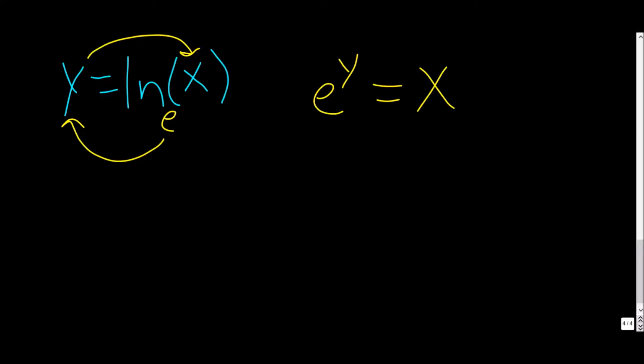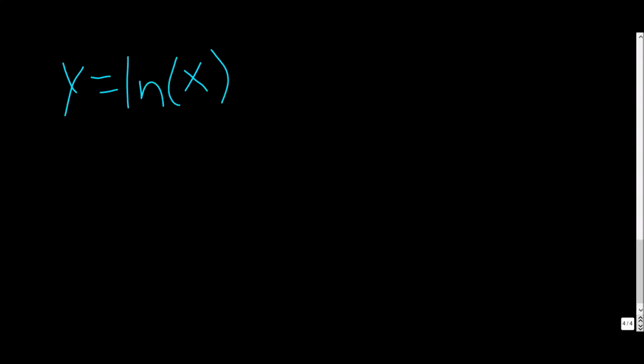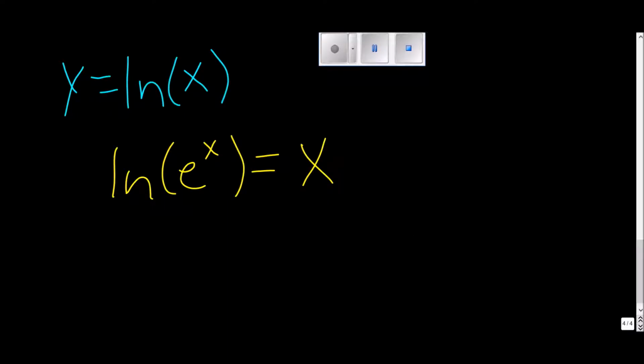So one property emerges which is really neat. And that is that if we say that the natural log of e to the x is x. So if we take a natural logarithm of e to the x, it kind of undoes e. It allows us to solve back for x.